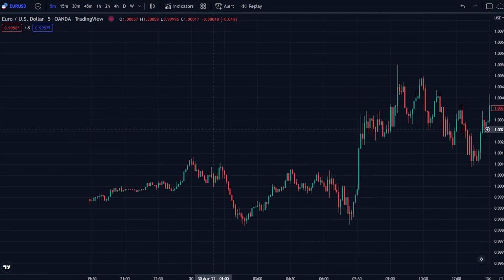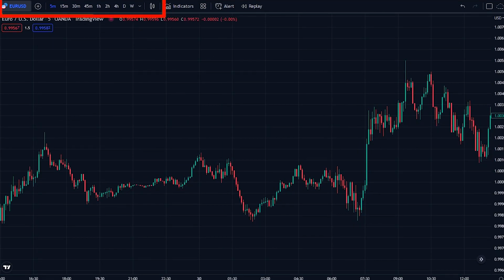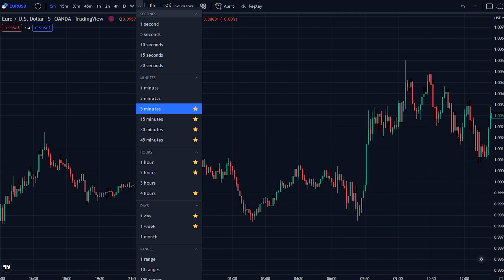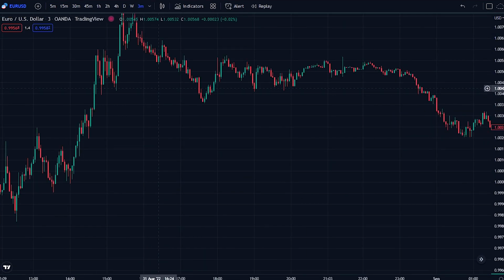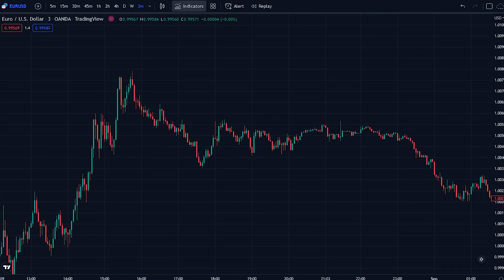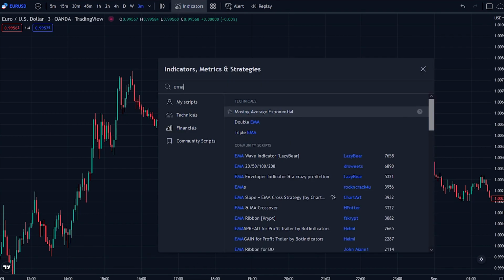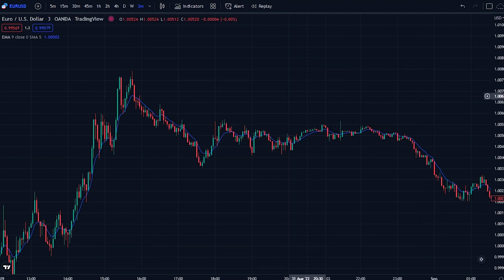Today, I am trading with this strategy on the Euro-USD chart. First, let's change the time frame to the 3-minute time frame. Let's now add our indicator to the chart. To do that, we will click on the Indicators tab and type EMA into the search box. We will use the Moving Average Exponential indicator made by TradingView. Add it to the chart.